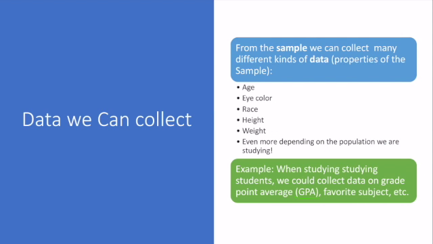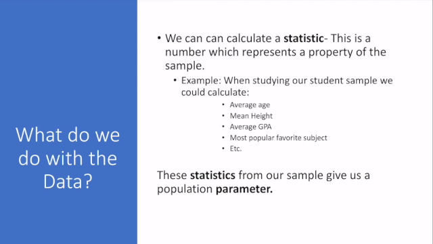Now, once I've collected all this data, we can calculate a statistic. So this is a number which would represent a property of our sample. So for example, we could calculate the average height, average age, mean height. We could figure out what the most popular subject of students is, what their average GPA is. And these statistics from our sample, we can use these as long as we had a representative sample to see what our population parameter is.